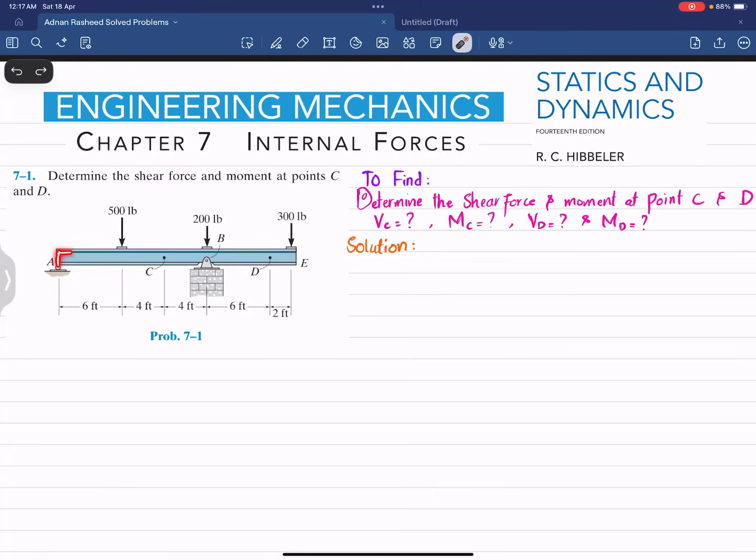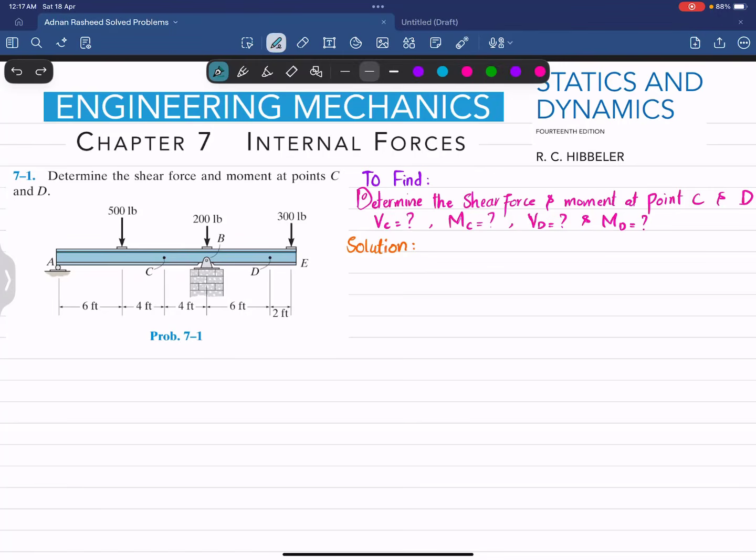So you can see this is an overhanging beam. At point A we have a roller support and at point B we have a pin support. The loading is shown: 500 pounds, 200 pounds and 300 pounds respectively. So you have to find the shear force and moment at point C as well as point D. So let's start with the solution. What will be the first step?